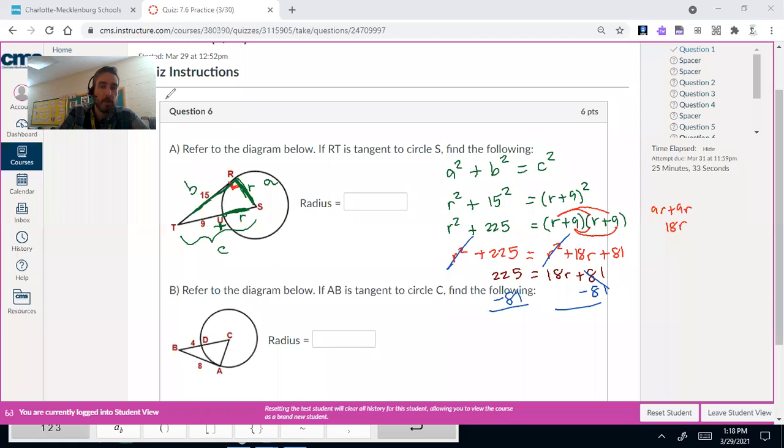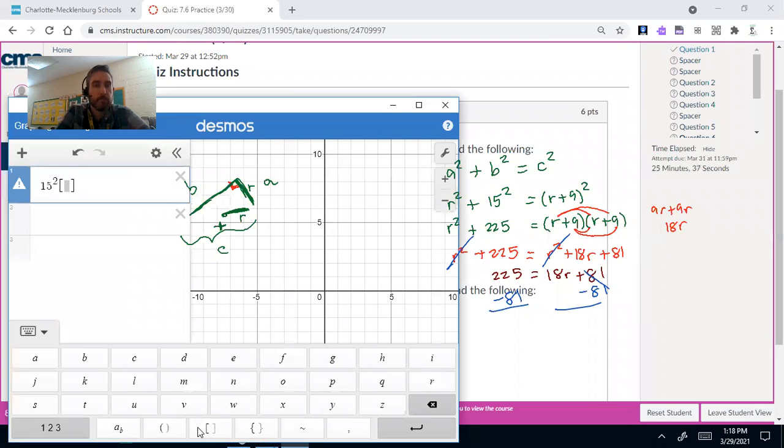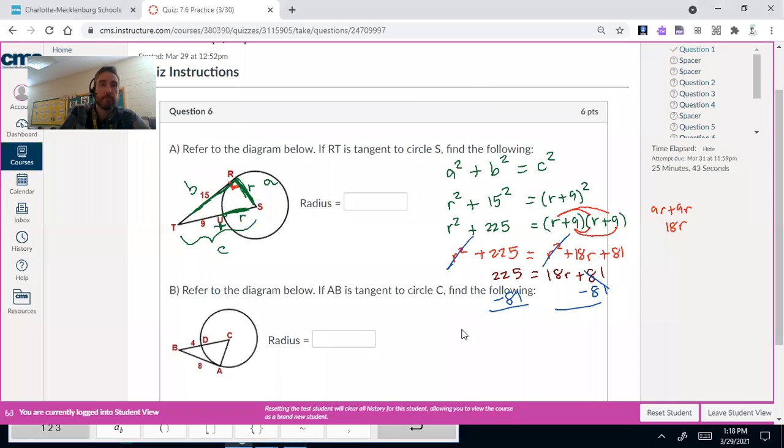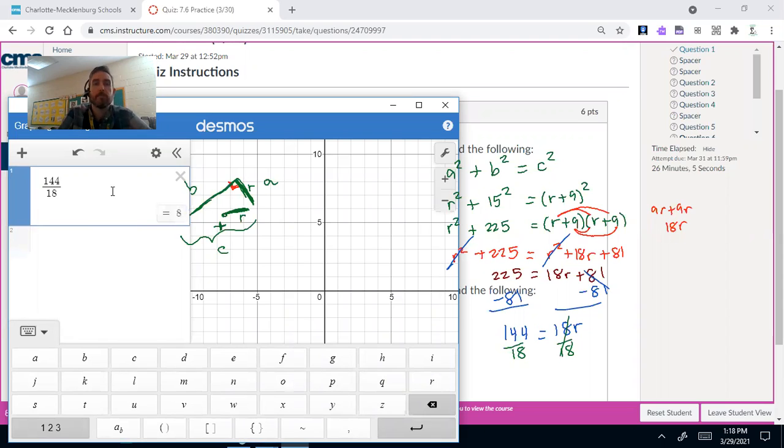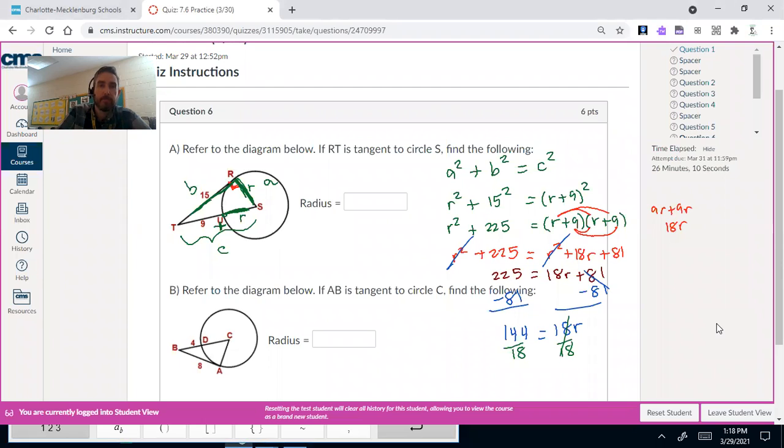And 225 minus 81 is going to get us 144. And 144 is equal to 18R. Our last step would be to divide by 18. So 144 divided by 18 is going to be your radius. See what you get. Looks like you're going to get 8. So your radius will be 8. R is equal to 8.